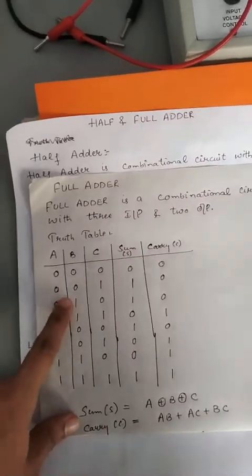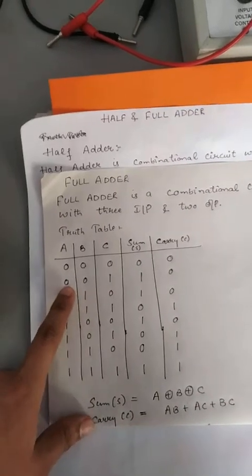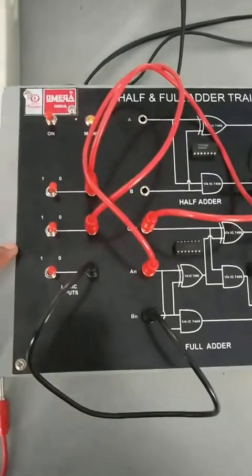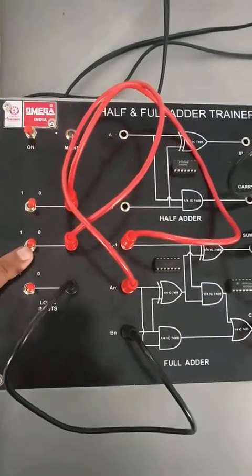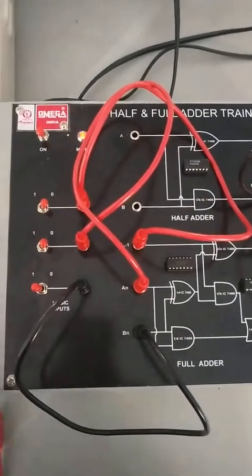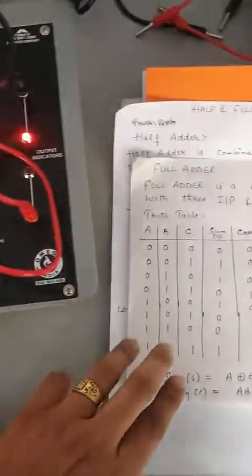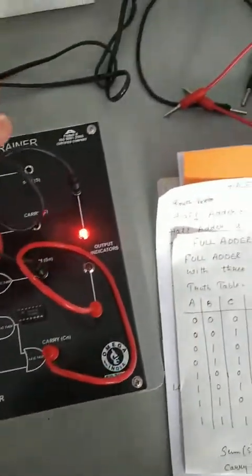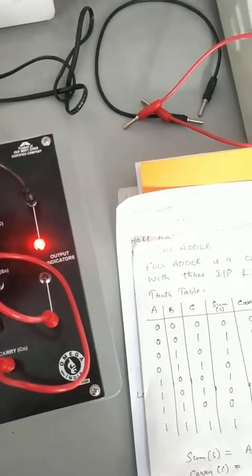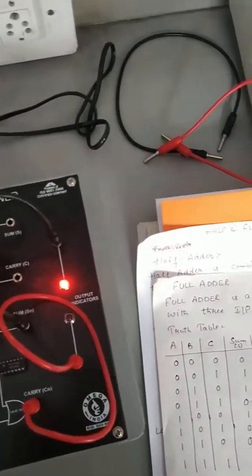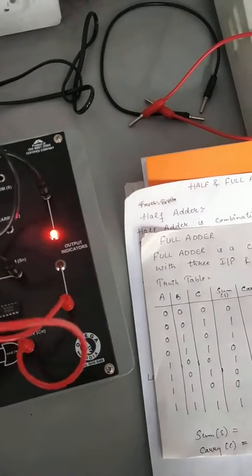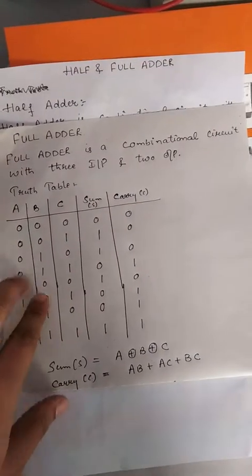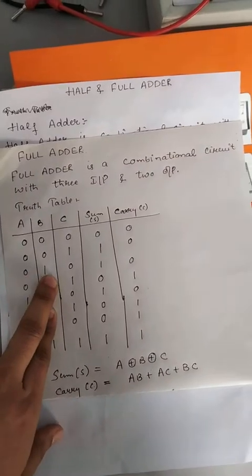Now next is when A will be 0, B will be 0 and C will be 1. At that time you have to see that sum will be 1 and carry will be 0. You see sum will be 1; this will be glowing, it means it is 1. And carry will be 0.